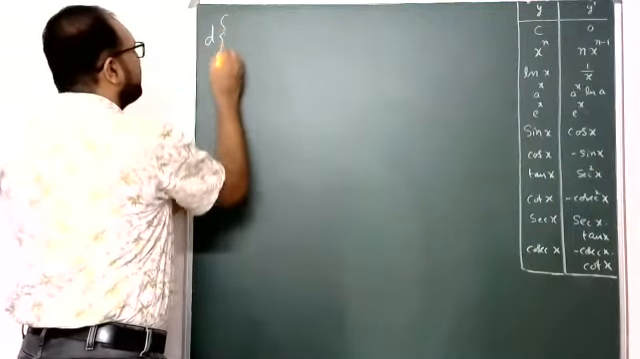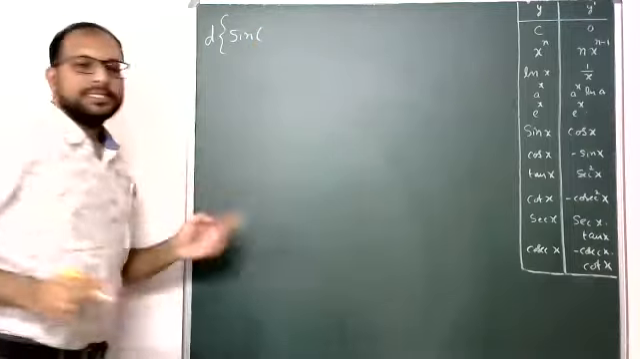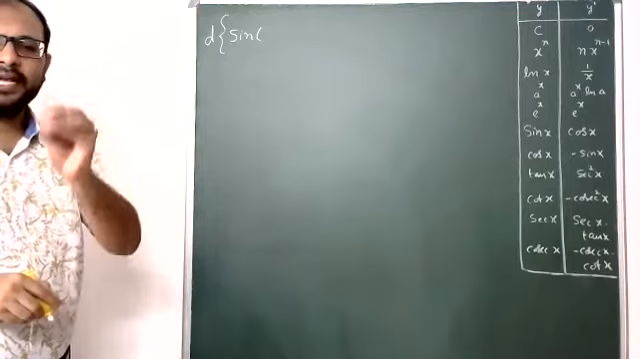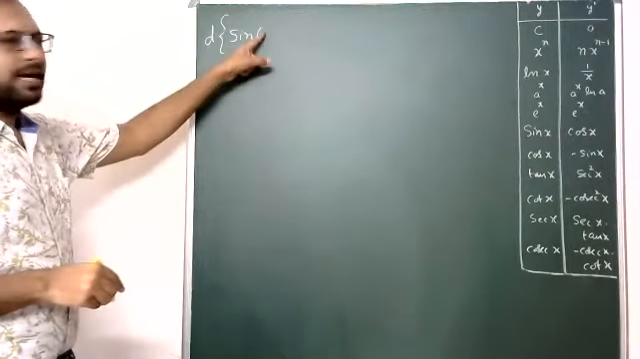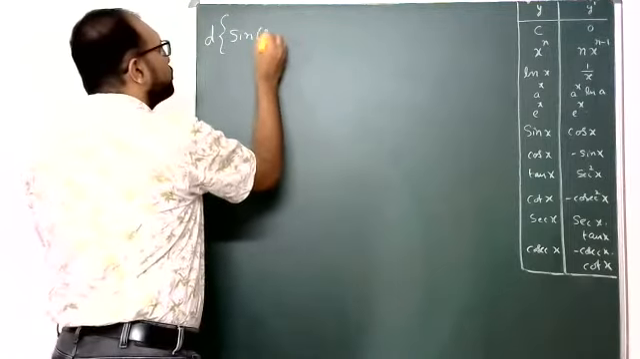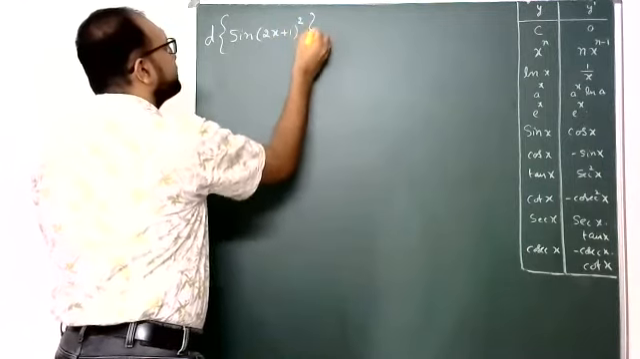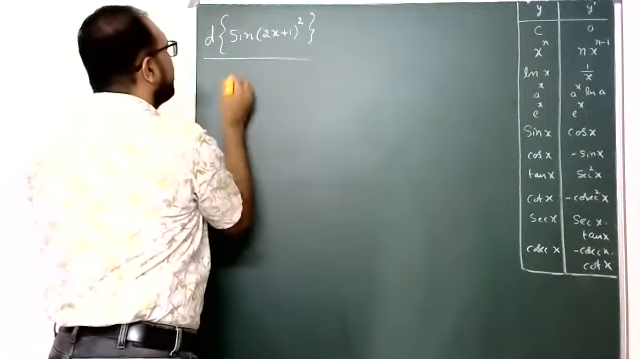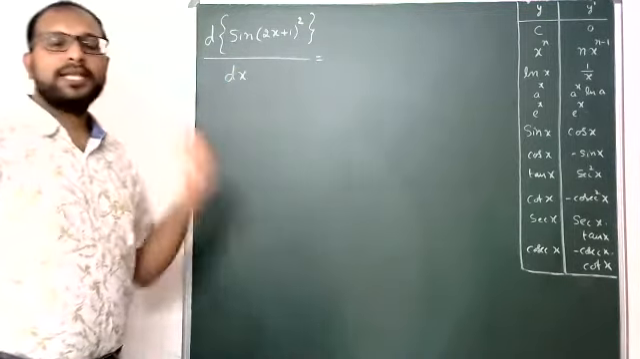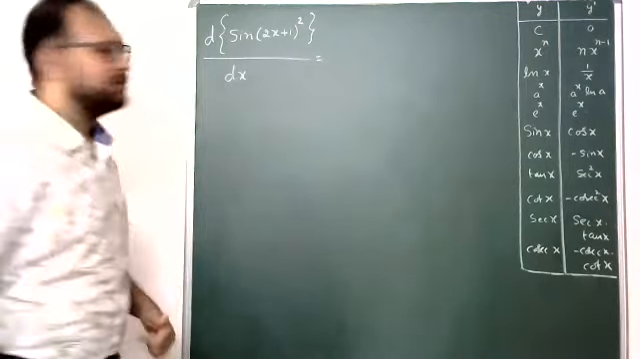Derivative of sine x is given directly as cos x. Sine x directly cos x. So for x we already know, but now here is one function: sine of 2x plus 1 whole square, with respect to x. This derivative, students, now we need. How to find its derivative? By using the chain rule. Just watch.